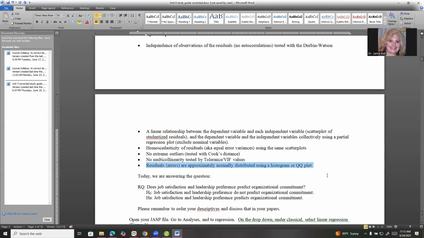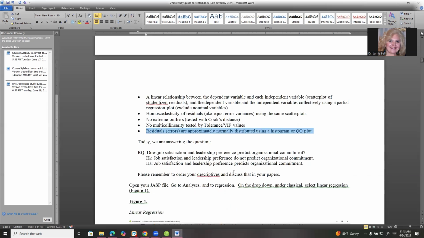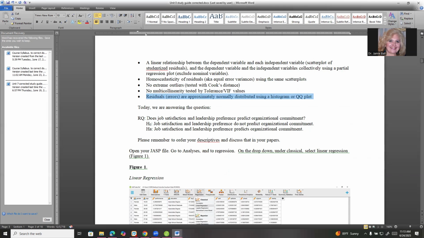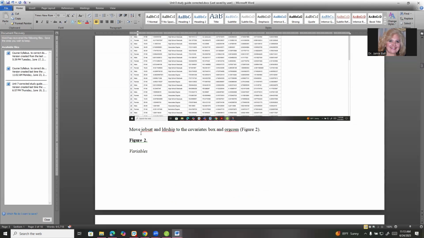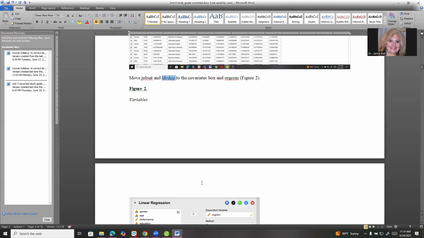And you already know how to examine those. So for today, our question is: do job satisfaction and leadership preference predict organizational commitment? Now, I'm not going to start off with the descriptives. I expect you to know what kind of descriptives you should pull up and discuss with your papers. All right, so we're going to open up our JASP file, and I have labeled our variables JobSat, leadership, abbreviated, and OrgCom, which is organizational commitment.